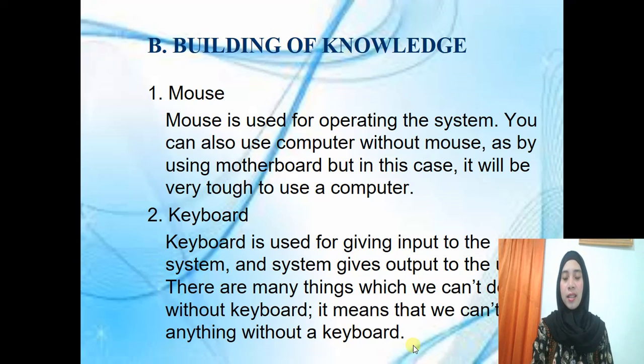Based on this statement, which one is the keyword for the function of the element keyboard? From the sentence, keyboard is used for giving input to the system, and the system gives output to the user. There are many things we cannot do without a keyboard. It means that we cannot type anything without a keyboard.